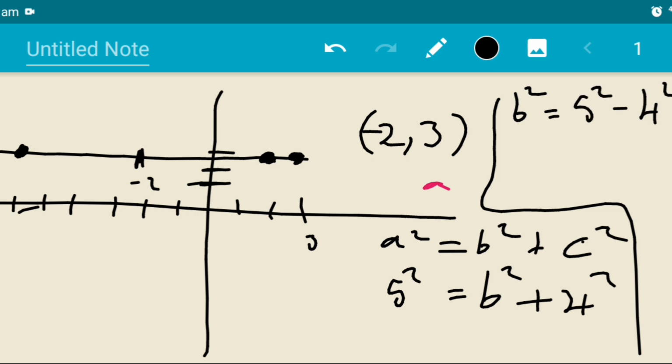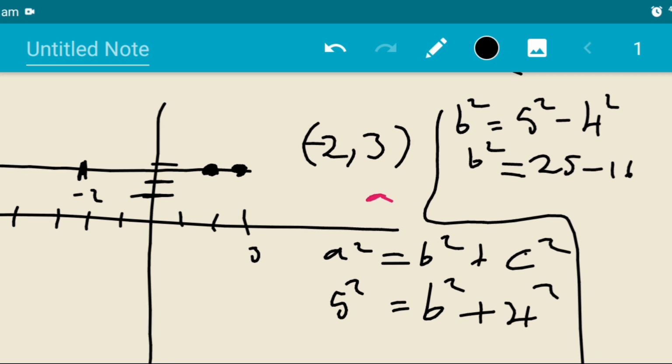Then what is 5 squared? That would be 25, minus 4 times 4, that would be 16. So 25 minus 16, that would be 9. So b squared should be equal to 9. Then we take the square root, we cancel that out. So b is equal to the square root of 9, that's 3.